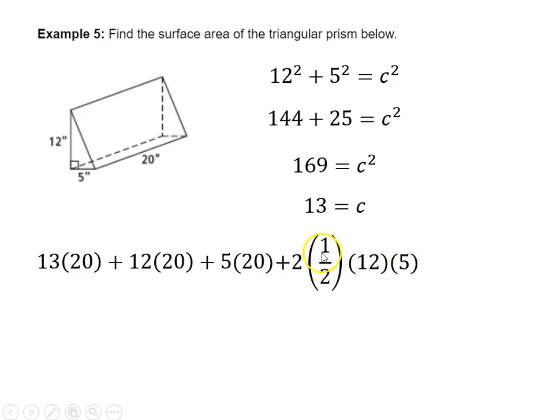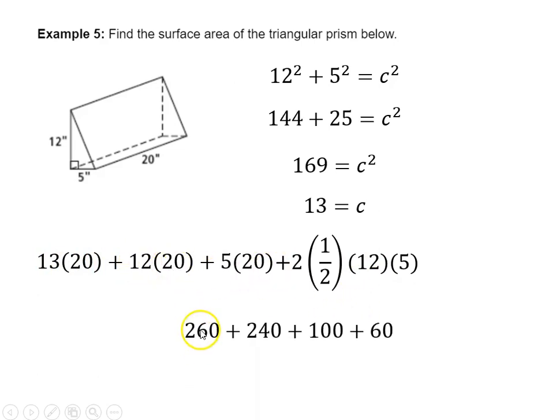So here's that area for a triangle formula: 1/2 times the base times the height. 1/2 times 5 times 12, and then I'm multiplying that by 2. Where does this 2 come from? Because there are two triangles there. Then I just have a long string of an expression I've got to simplify here. 13 times 20, 12 times 20, and so on and so forth.